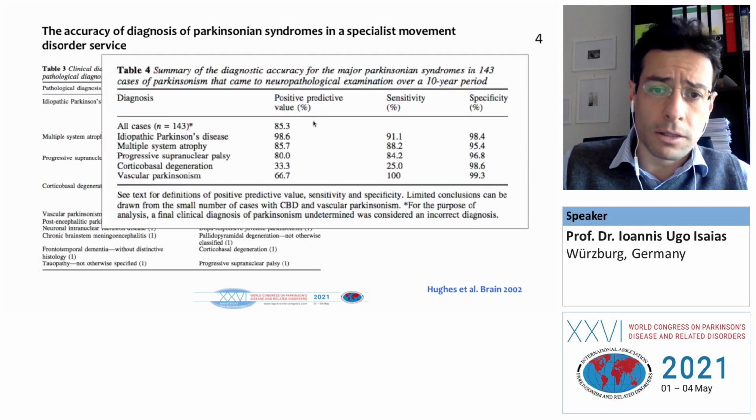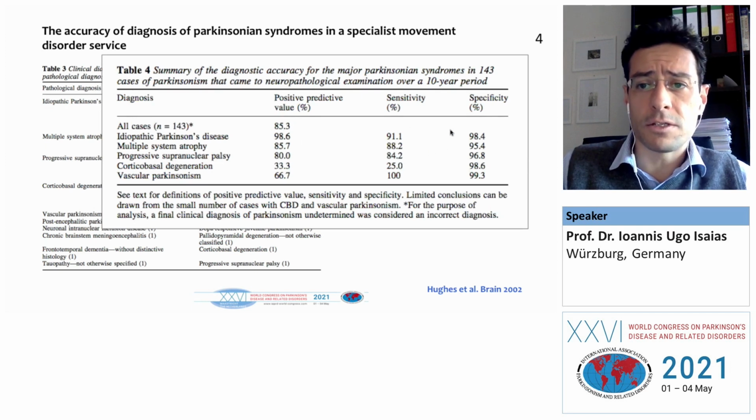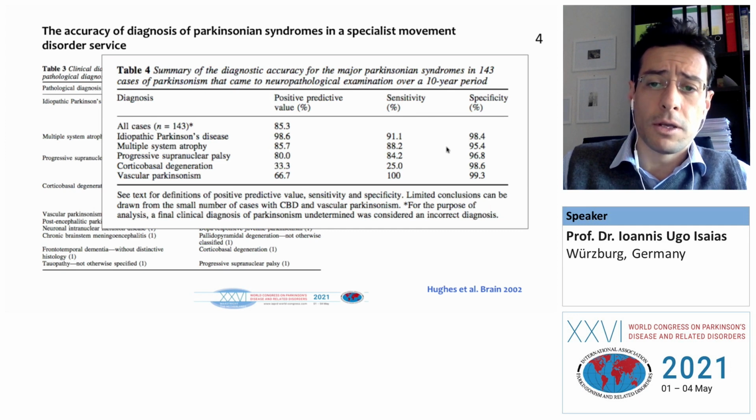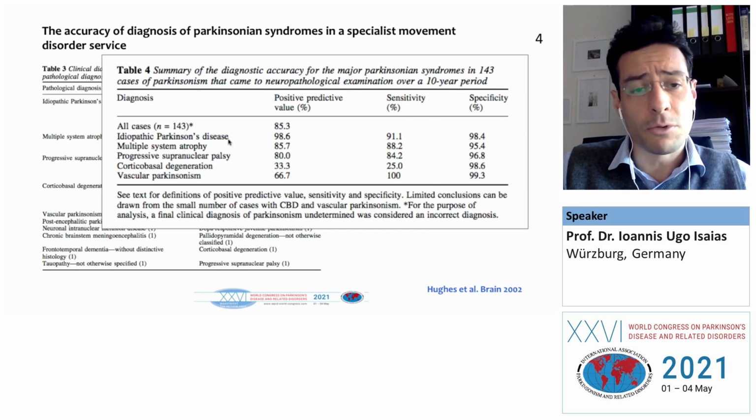And colleagues were able to reach quite high sensitivity and specificity for idiopathic Parkinson's disease, but for other Parkinsonisms like multisystem atrophy, progressive supranuclear palsy, corticobasal degeneration, and vascular Parkinsonism, the positive predictive value was quite low.